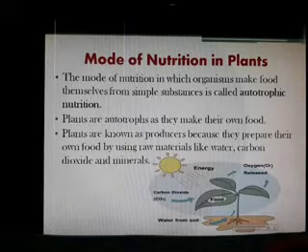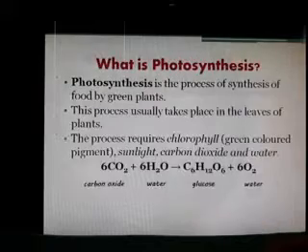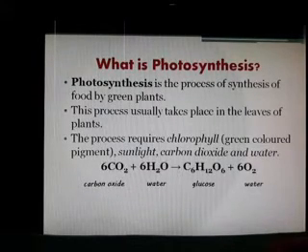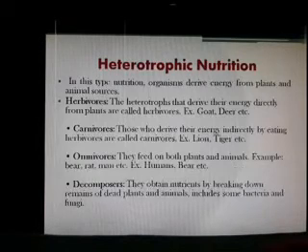Now, mode of nutrition in plants. Plants use autotrophic nutrition, meaning they are able to produce their own food. That is why they are known as producers. Plants prepare their food with the help of photosynthesis. Photosynthesis means the process through which plants make their own food with the help of sunlight, carbon dioxide, water and chlorophyll, and give us glucose as a food product.